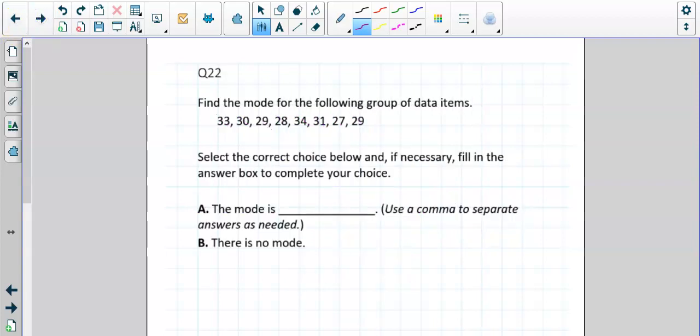All right, number 22, mode. What number occurs the most? That's what mode is. So notice there are two choices down here. There is a mode in this, so you would actually select choice A, and then all you got to do is tell me what the mode is now. So what is the number that occurs the most? These are the same numbers that we had just a second ago, and that would be the 29, because it happens 2 times. Everybody else only happens once. There's your mode.